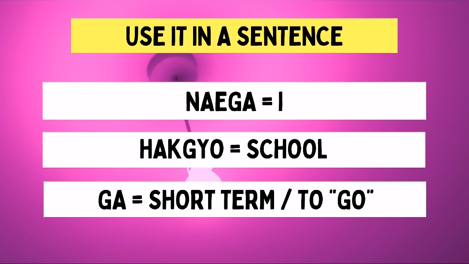The second word is 학교. We already discussed it on this channel and we know that it means school. The third part of the sentence is ga. This is a short term for gacha, which came from the root word gada, which means to go. So if these are combined, it would result to a sentence that means I'm going to school.